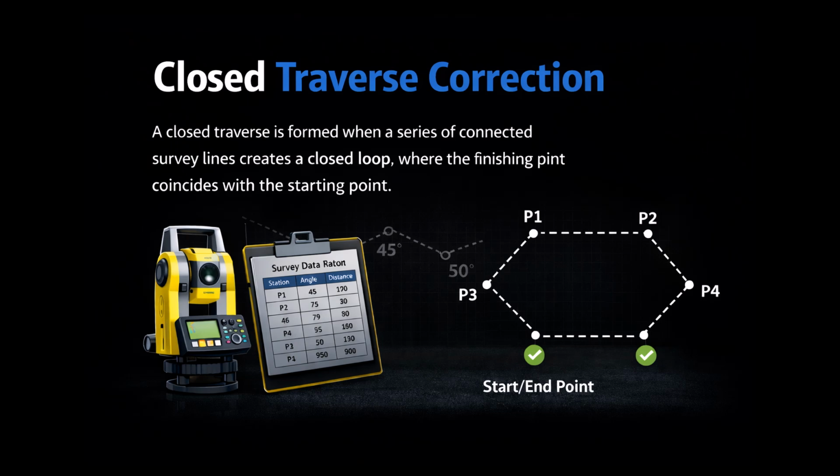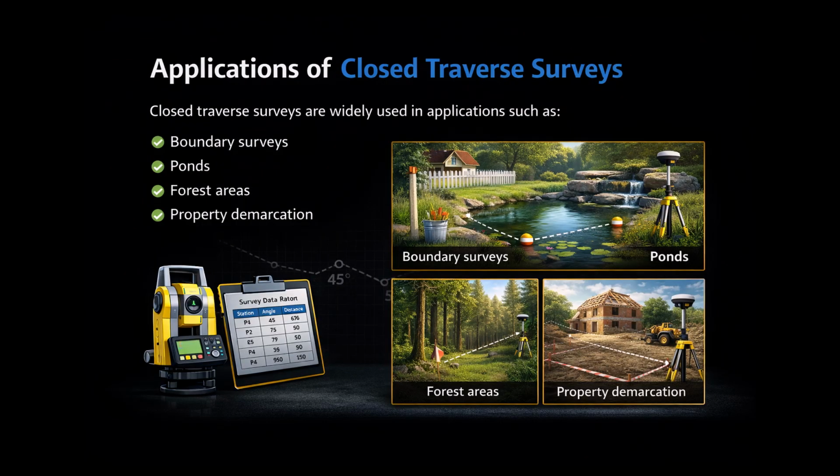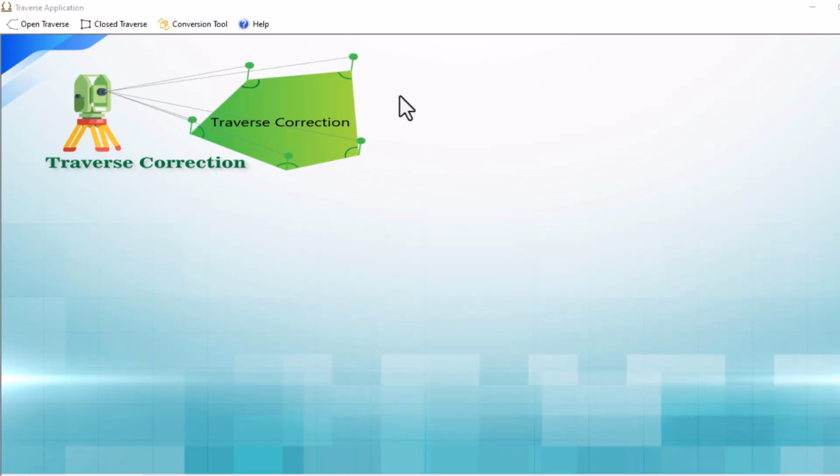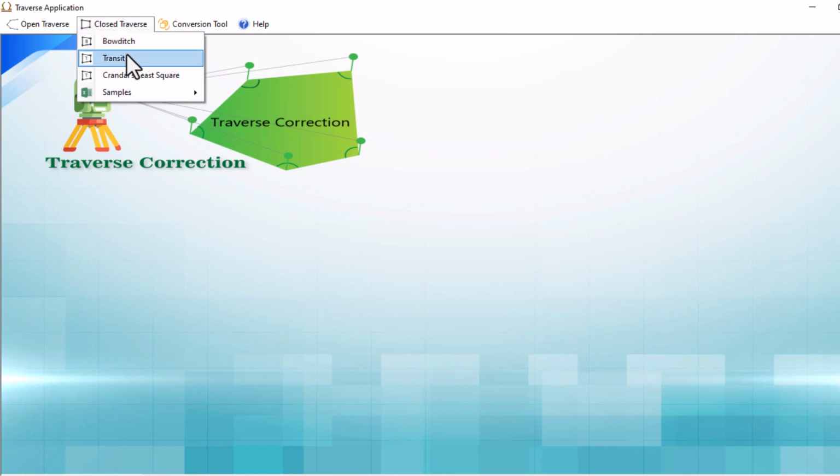A closed traverse is formed when a series of connected survey lines creates a closed loop where the finishing point coincides with the starting point. Closed traverse surveys are widely used in applications such as boundary surveys, ponds, forest areas, and property demarcation. Methods available for closed traverse correction. Closed traverse correction in ESurvey can be done using the following three methods: 1. Bowditch method. 2. Transit method. 3. Crandall's least square method.